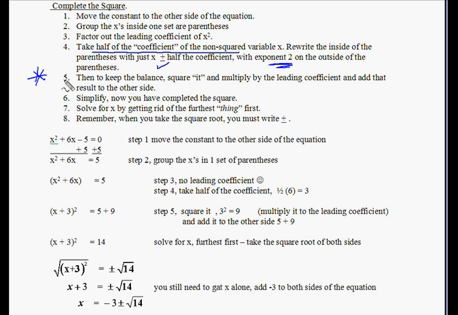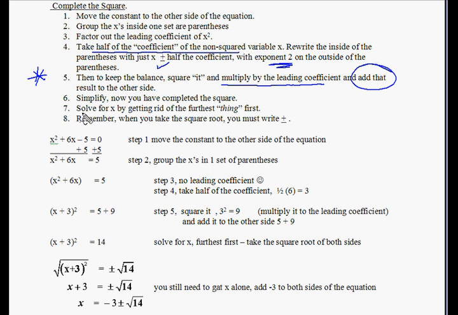Now this is a very important step to make sure that you keep the balance. You square that number that you just halved, and you multiply it by the leading coefficient, and then you add it to the other side of the equation. Once you've simplified that down, you have completed the square.